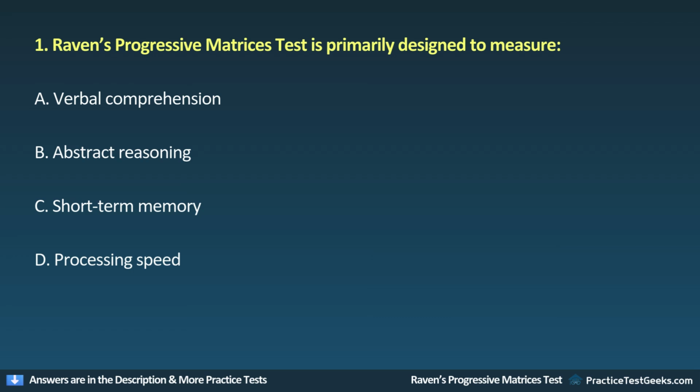1. Raven's Progressive Matrices test is primarily designed to measure A. Verbal comprehension, B. Abstract reasoning. C. Short-term memory. D. Processing speed.